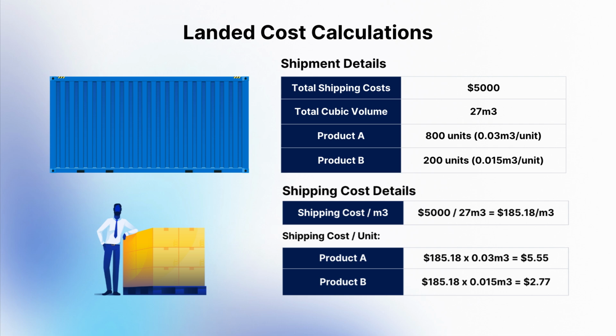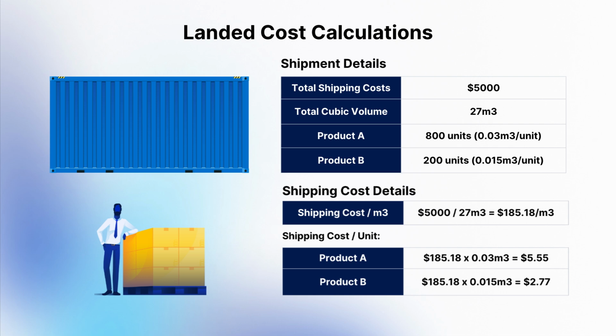$185.18 per cubic meter. The shipping cost per unit can be calculated by multiplying $185.18 by the unit's cubic volume. So for product A, 185.18 multiplied by 0.03 meters cubed is $5.55 per unit. For product B, $185.18 multiplied by 0.015 meters cubed is $2.77 per unit.